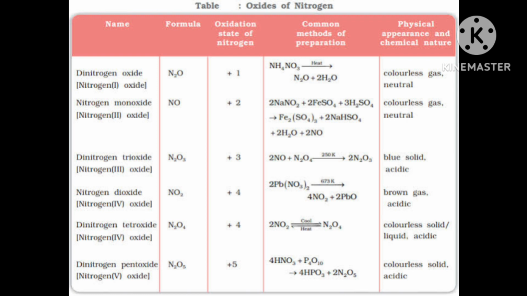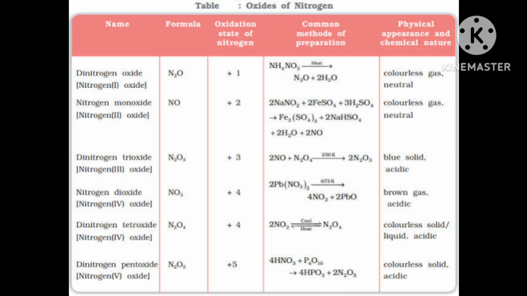And from N2O4 you can get NO2. How? If you heat it, you will get NO2. It is a reversible reaction. 2 NO2 after cooling gives N2O4, and N2O4 after heating gives 2 NO2. And this is colorless. N2O4 is not a gas, it is a colorless solid.